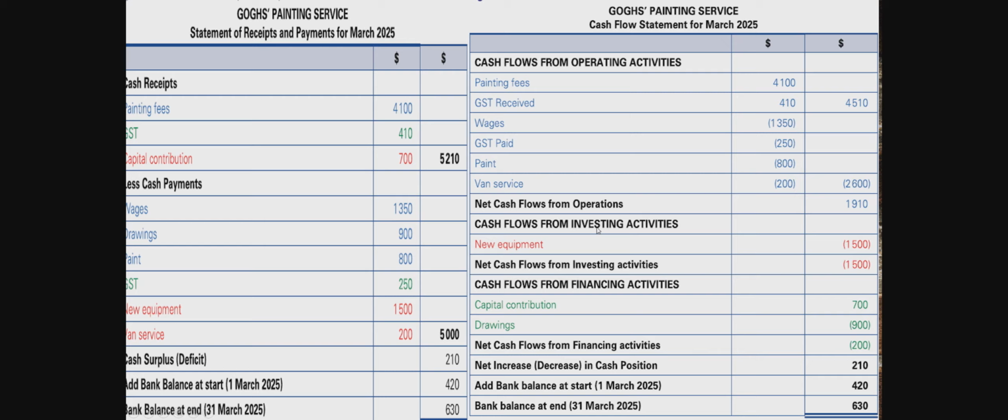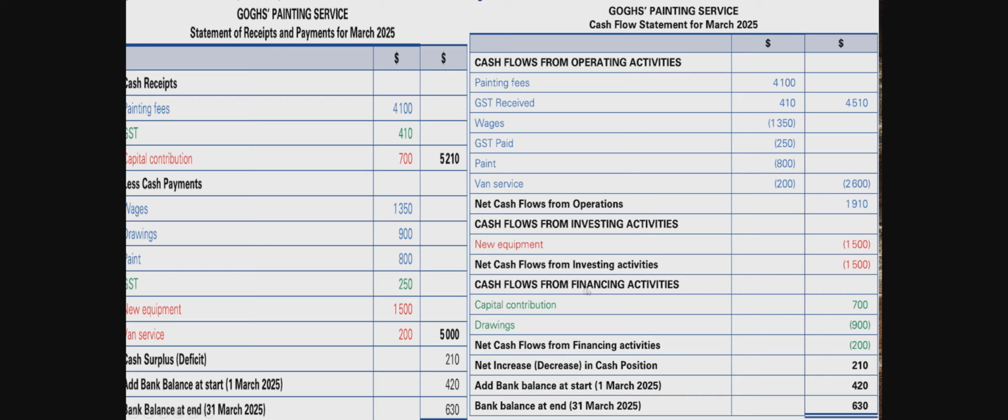So investing activities, we got here, we just had an outflow of 1500. So because there's only one item, we put it on the far right. If there's a few items, we have to put them all in the left hand side, then put the grand total on the right hand side. And since it's only equipment, there's one item, the net cash flows from investing activities is going to be negative 1500. So we've spent more than we made in investing activities, which is normal.